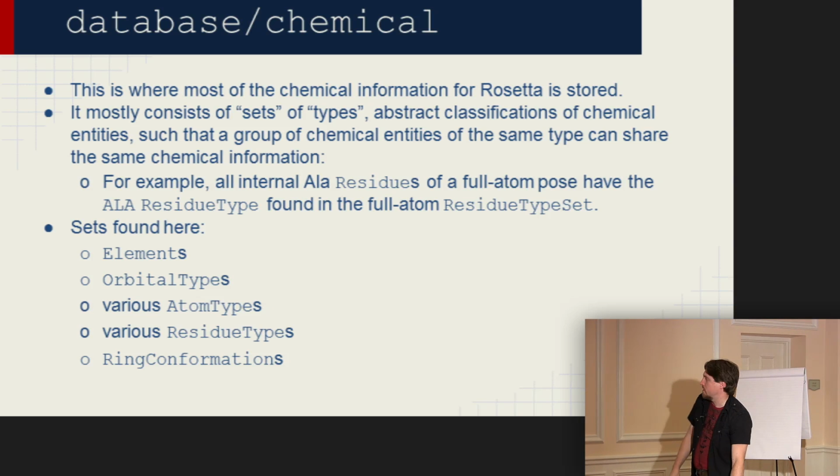Okay, so a whole slew of them are found here. You have all the elements. You've got orbital types for sp and sp3. You have various atom types. This is a different kind of parameterization. So you have the Rosetta atom types, but you also have the CHARMM atom types, GAFF atom types, things like the various representations of parameters for atoms, all stored there. Similarly, the various residue types all go here.